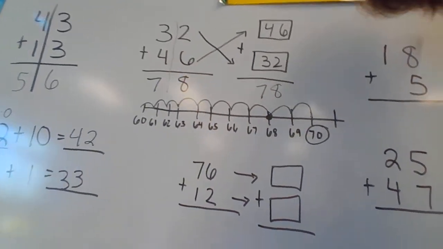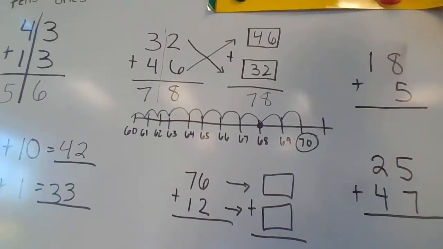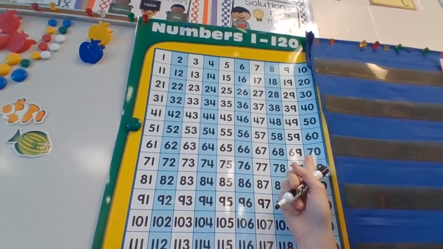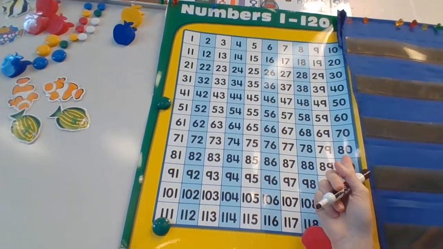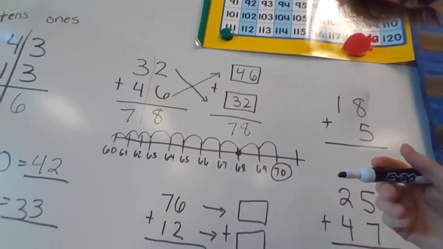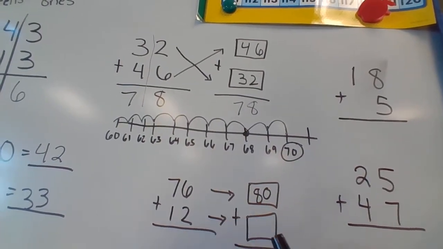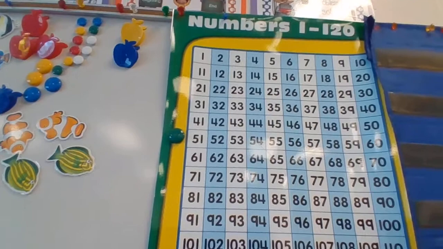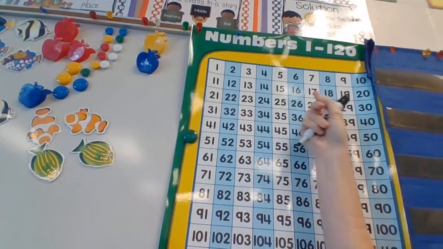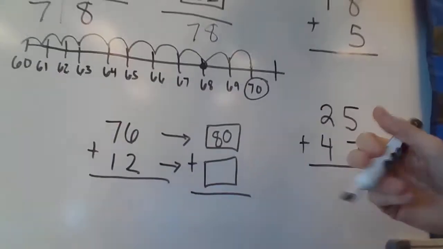Okay, so let's look down here. We also did some problems like this, where we would say 76. What is 76 closest to? Which 10 is it closest to? We can look at our hundreds chart. Is 76 closer to 70 or is 76 closer to 80? What's it closest to, Mila? That's right, 80. So we come down here and we write 80. Okay, the next one is 12. What 10 is 12 closest to? So we find 12 on our hundreds chart. Is it closer to 10 or is it closest to 20, Emmanuel? That's right, 10. So I write 10.